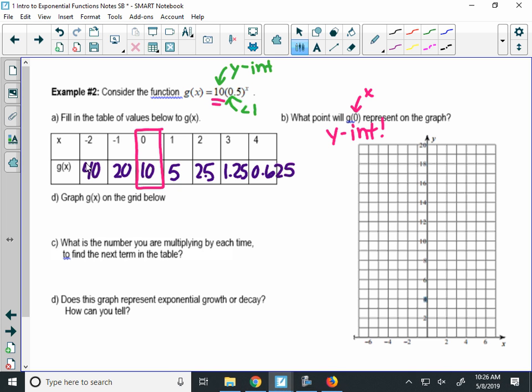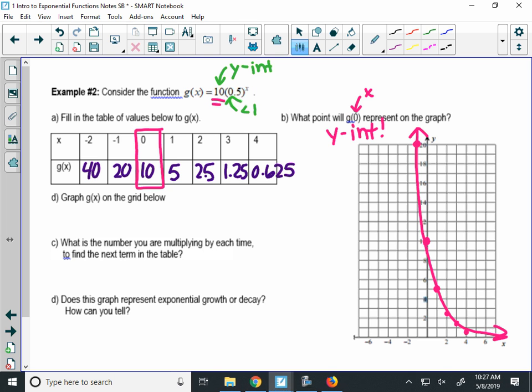So let's plot these points. I have -2, 40, which doesn't fit on my grid, but -1, 20 does. 0, 10, 1, 5, 2, 2.5, 3, 1.25, and 4, 0.625. So you can see the shape of this graph is going down, and it is slightly curved.